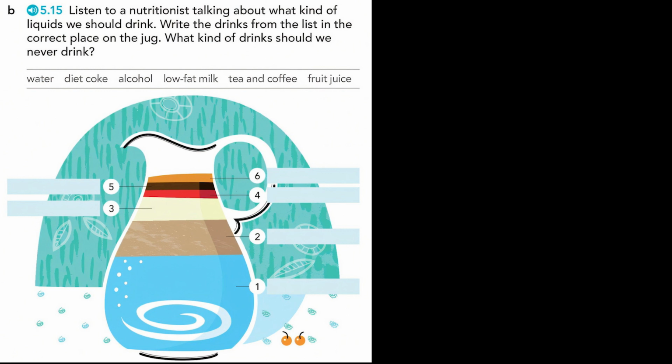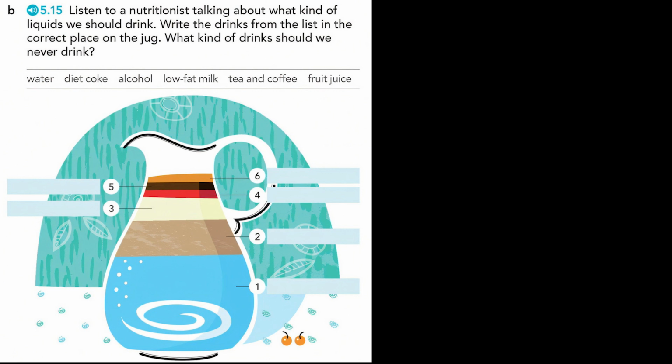About 1/3, or 3 to 4 cups, can come from coffee or tea, but with no sugar. Low-fat milk can make up another 20%. If you drink less milk, just try to get your calcium from another type of food or drink. For example, green vegetables.